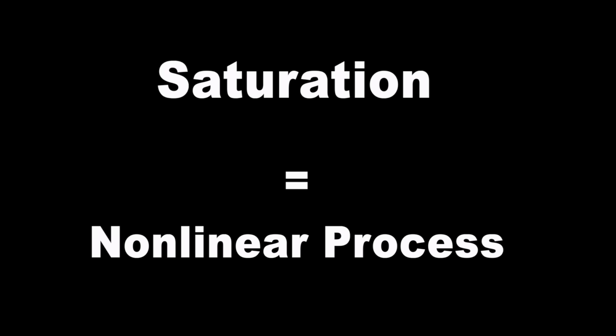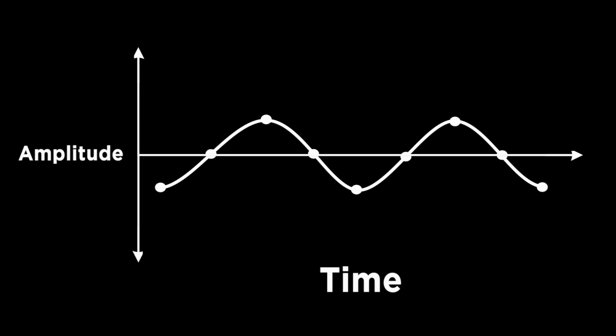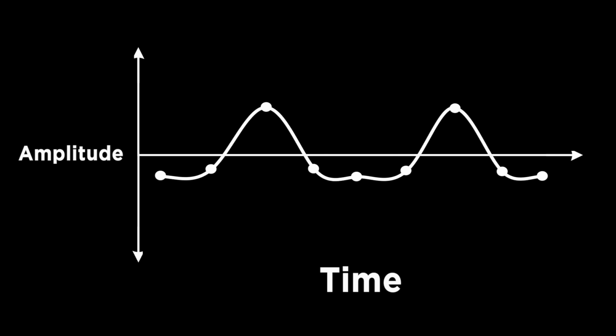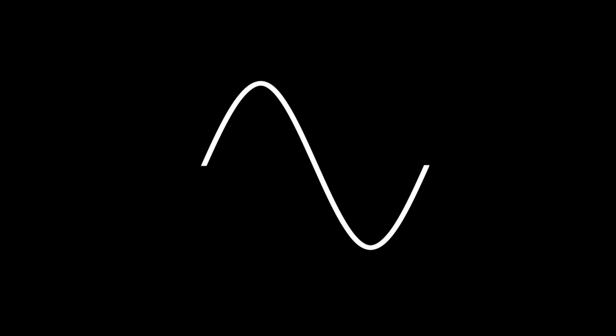Saturation is what's called a nonlinear process, which is just a fancy way of saying changing the input by a certain amount changes the output by a disproportional amount. Put simply, saturation takes the amplitude at each point in the wave and scales it to another value, changing the shape of the wave. In fact, another word for saturation is wave shaping. Let's take it slow. Let's just look at half a sine wave for now.